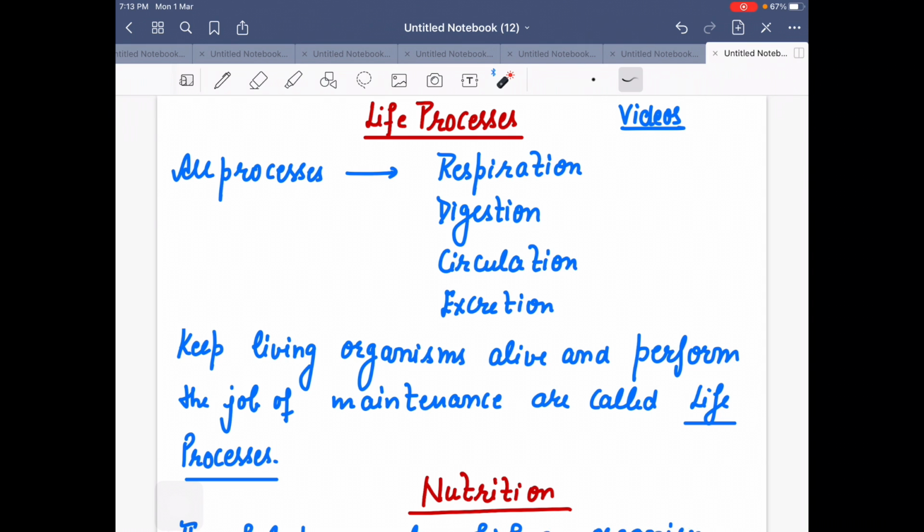So I'm going to start with our chapter number 6, that is our first chapter in biology, chapter number 6, life processes. As you have already given your pre-boards, you have revised it so many times. So I think if you revise it with me regularly now, or after finishing your boards or before your pre-boards, it is going to be really helpful for you.